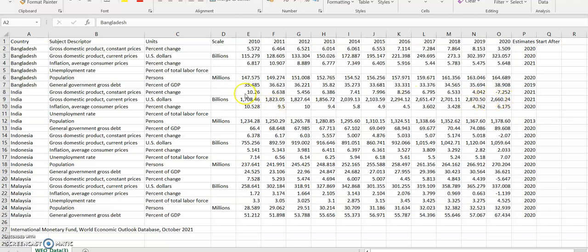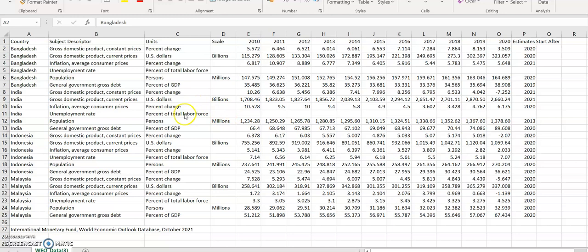And when we talk about economic growth, we could see that it's been fluctuating, not as stable as Bangladesh. In 2019, we see that it's negative. Sorry, economic growth. So it was 10% in 2010 and then went down to 6% in 2018, then 2019 is 4%, and then negative 7.252. So that's talking about recession here.